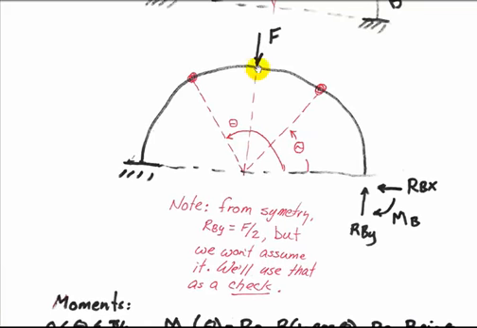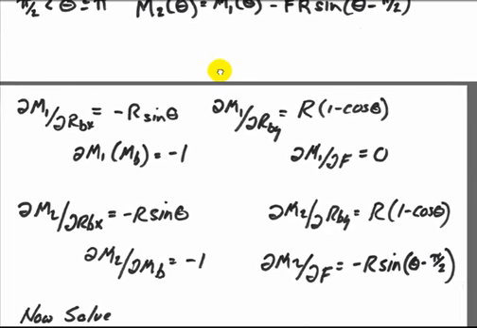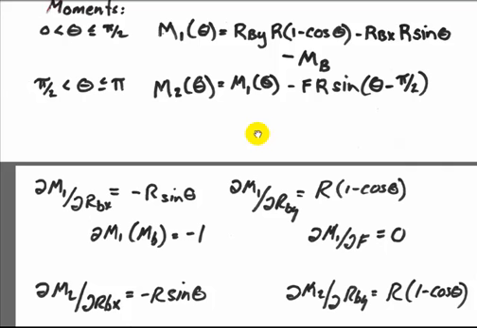Now, eventually I want to calculate the deflection right here in the structure. And to calculate the deflection right here in the structure, I'll need to take a partial with respect to F. So I'm going to go ahead and do that now while I'm taking my partials. In the first region, the partial of M1 with respect to F is a 0, because load F does not appear in this equation. Notice it will appear in the M2 equation.